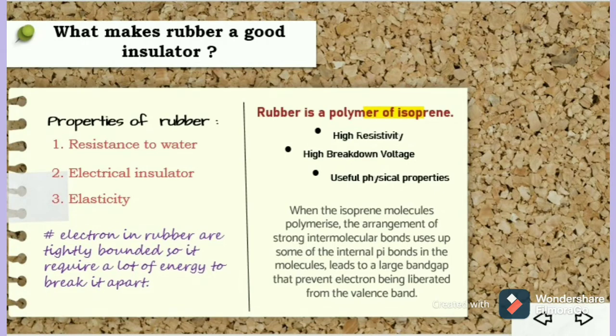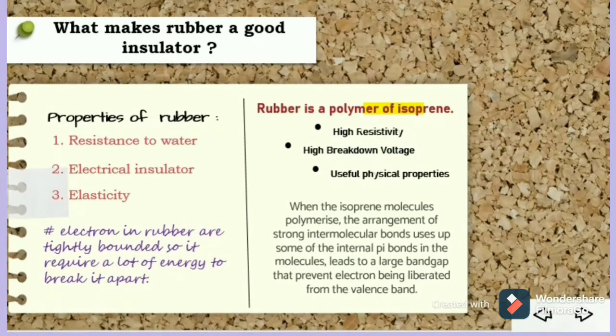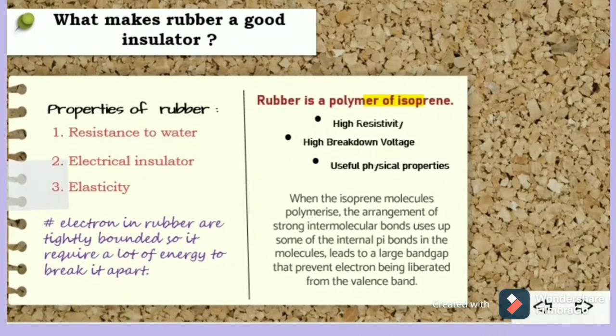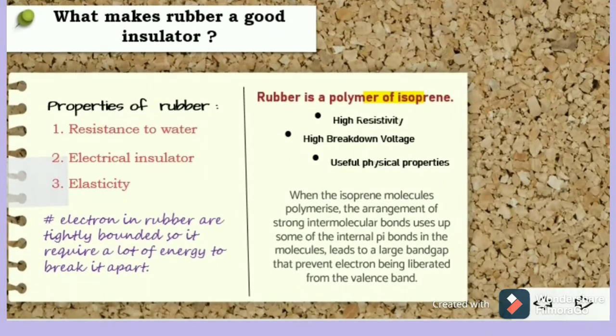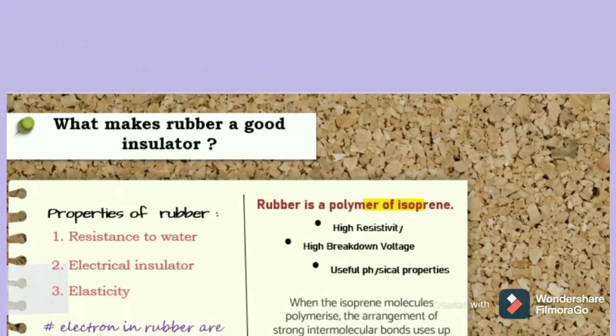When the isoprene molecules polymerize, the arrangement of strong intermolecular bonds uses up some of the internal pi bonds in the molecules. It leads to a large band gap that prevents electrons from being liberated from the valence band. That's why it has high breakdown voltage, because it requires a high voltage to liberate the electrons from the valence band. This is also a good reason why rubber makes a good insulator.